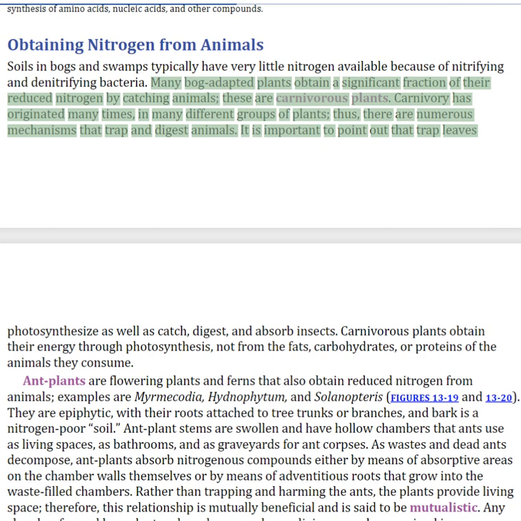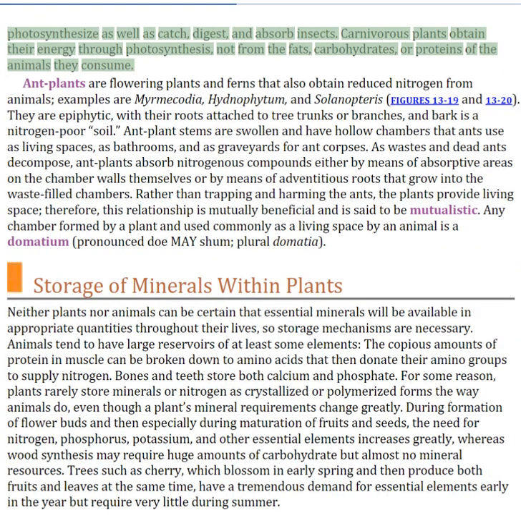Many bog-adapted plants obtain a significant fraction of their reduced nitrogen by catching animals. These are carnivorous plants. Carnivory has originated many times, in many different groups of plants. Thus, there are numerous mechanisms that trap and digest animals. It is important to point out that trap leaves photosynthesize as well as catch, digest, and absorb insects. Carnivorous plants obtain their energy through photosynthesis, not from the fats, carbohydrates, or proteins of the animals they consume.